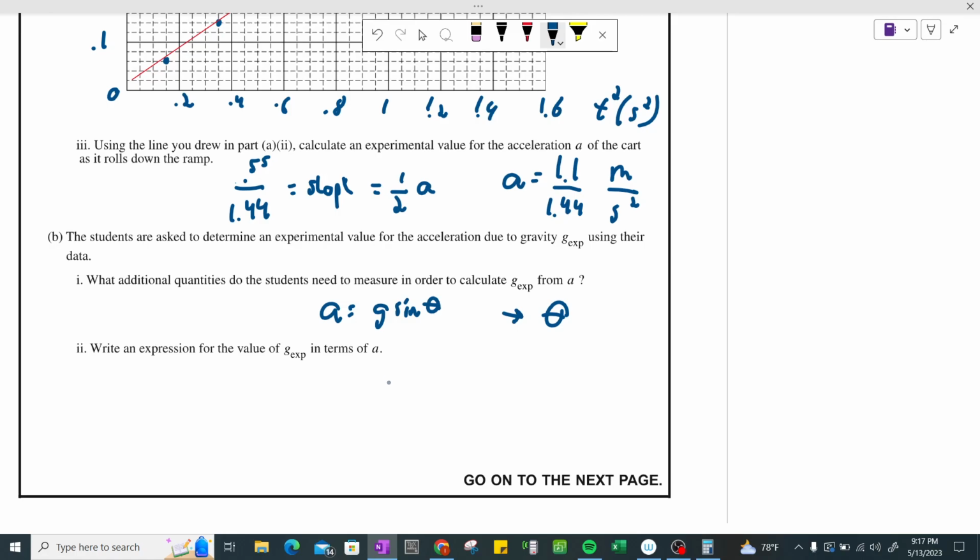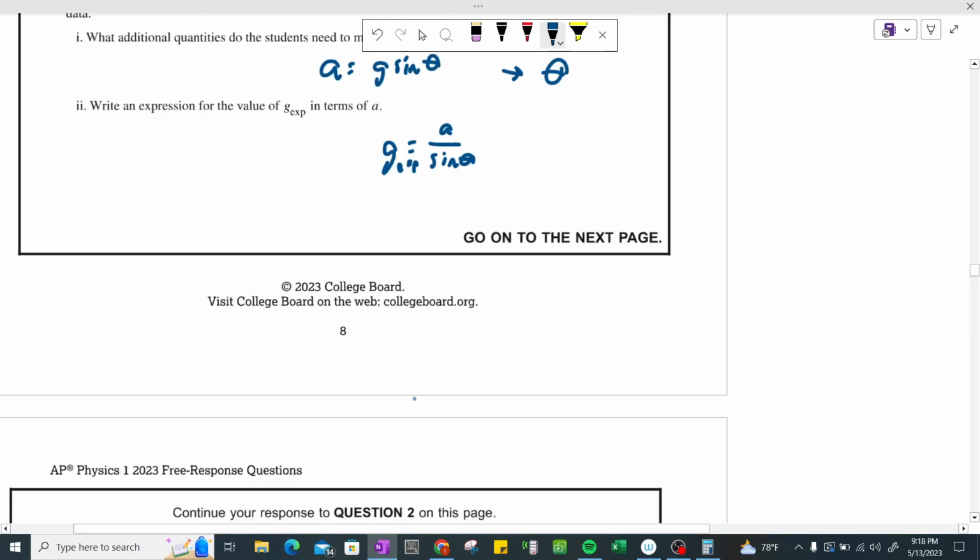And then my expression, I already did that. I could say that my experimental g would be, I'll say g equals a over sine theta. The idea is if we know acceleration and we are given the angle theta, we can solve backwards and get g. Just to be safe, we might say exp, just to clarify that's our variable.